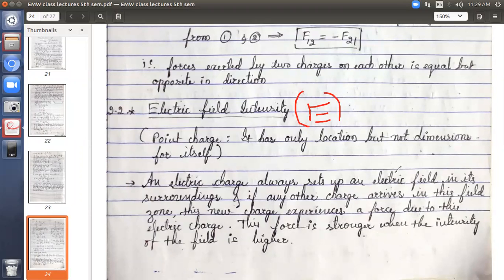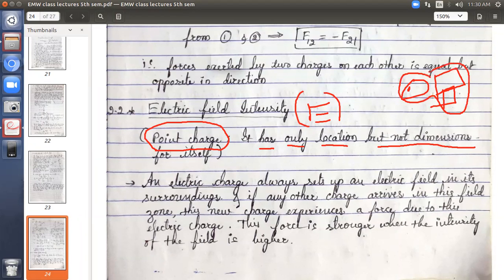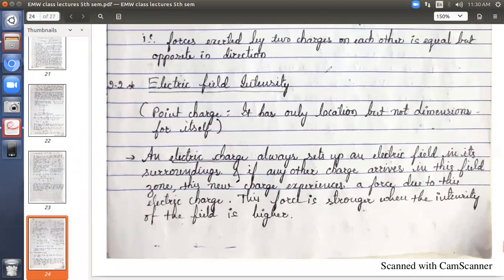Before that, you just see what a point charge is, because we have to consider a point charge everywhere. We are using this term point charge. What is a point charge? A point charge has a location, a dot. It has only a location, but it does not have any dimensions, either a round or a square or a rectangle. Likewise, it doesn't have any specific dimension. A simple dot will indicate a point charge. With this background, let us try to define what electric field intensity is.